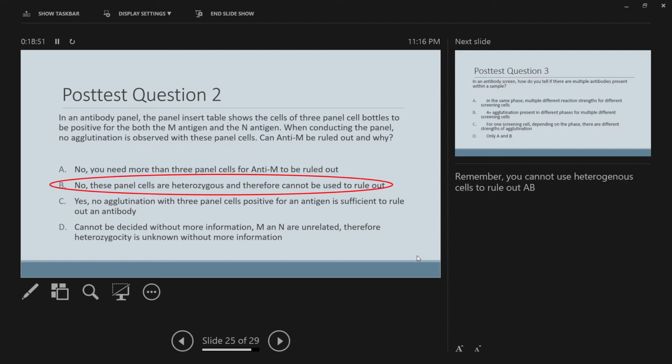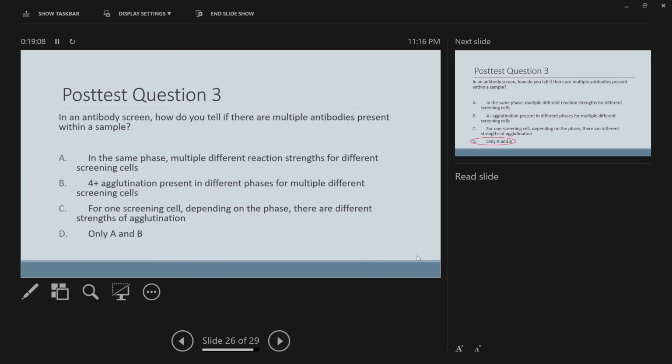The answer is actually B. These cells are heterozygous, and therefore you can't use them to rule out. It's a common mistake that students make, so make sure you keep an eye out for that. Post-test question 3. In an antibody screen, how do you tell if there are multiple antibodies present within a sample?